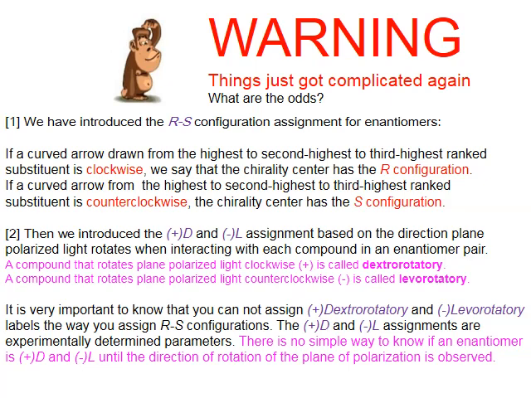Then we introduced the DL assignment based on the direction plane polarized light rotates when interacting with each compound in an enantiomer pair. A compound that rotates plane polarized light clockwise is called dextrorotatory. A compound that rotates plane polarized light counterclockwise is called levorotatory. It is very important to note that you cannot assign dextrorotatory and levorotatory labels the way you assign RS configurations. The dextrorotatory and levorotatory assignments are experimentally determined parameters. There is no simple way to know if an enantiomer is D or L until the direction of rotation of the plane of polarization is observed.